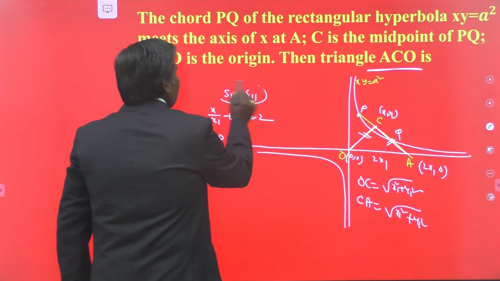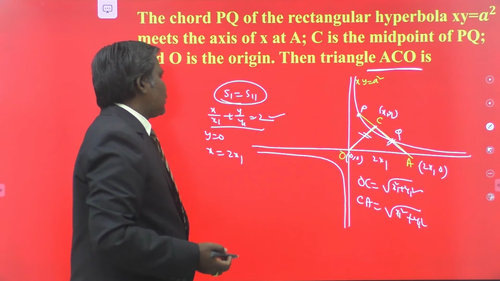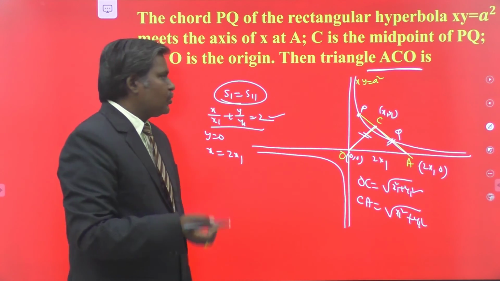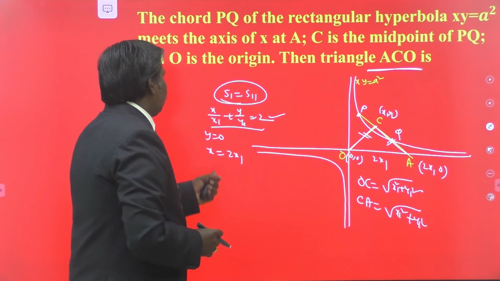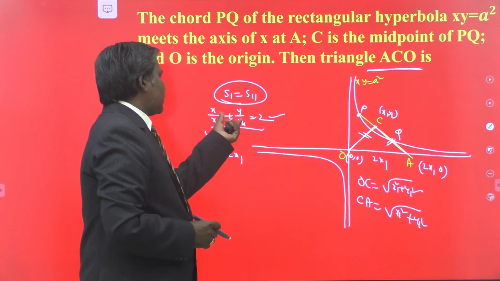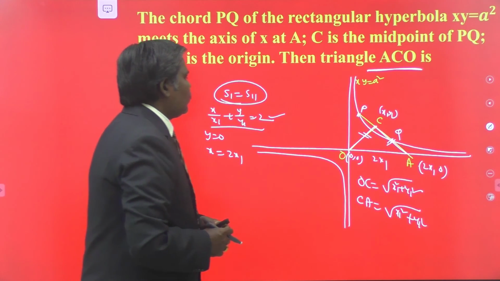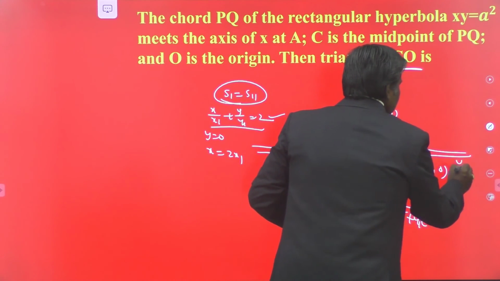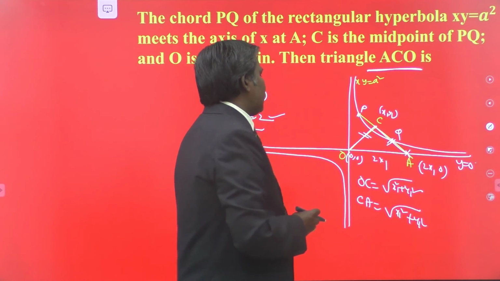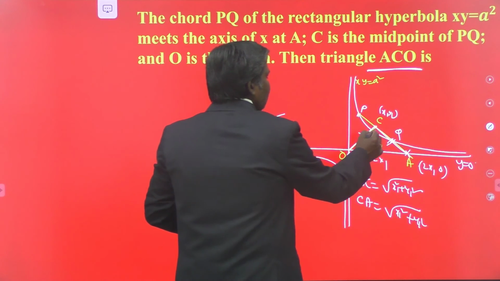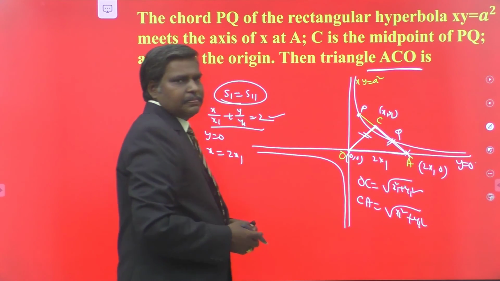S1 equals S11. By writing S1 equal to S11, we get this equation: x by x1 plus y by y1 equals 2. The chord with midpoint equation is like that. So just by solving x by x1 plus y by y1 equals 2 with y equals 0, that is your x-axis, you have the point A as 2x1 comma 0. Immediately we have the result, that the triangle is an isosceles triangle.